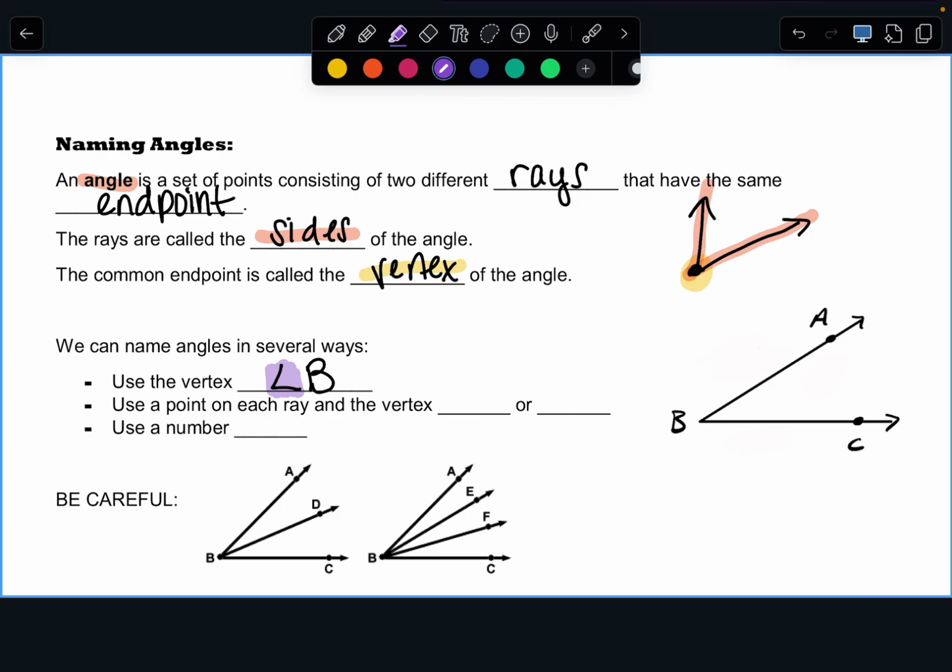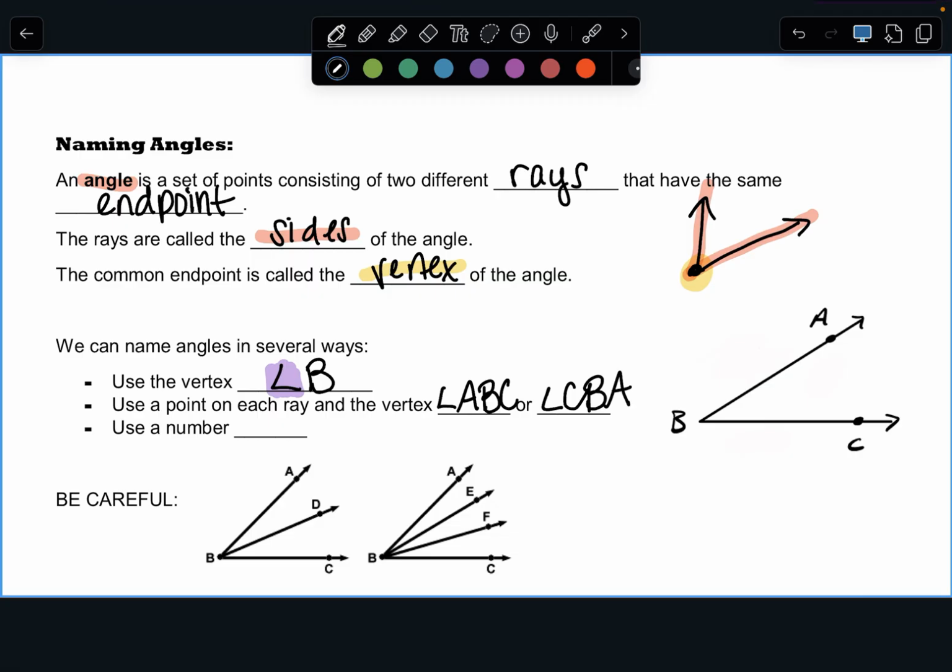Or we can use the other points and write our angle by tracing it out. As I trace out this angle, tell me out loud what letters I'm crossing. Are we ready? A. B. C. I can name my angle ABC. Just like that. I can do it the other way. C, B, A.